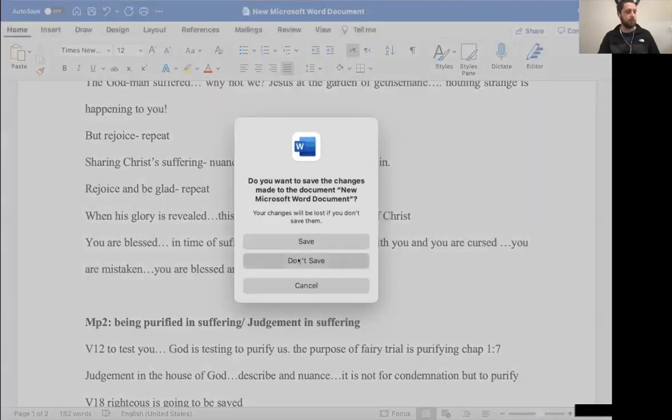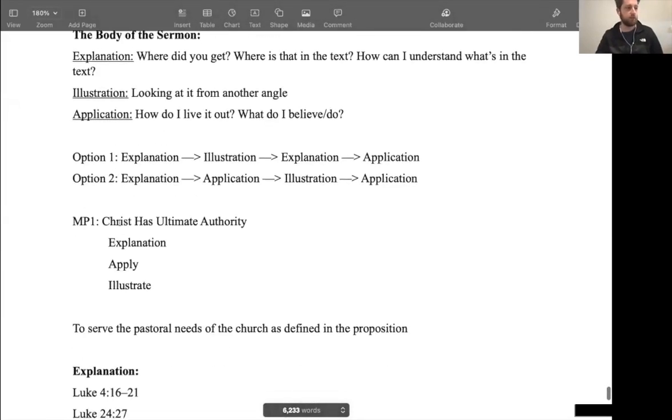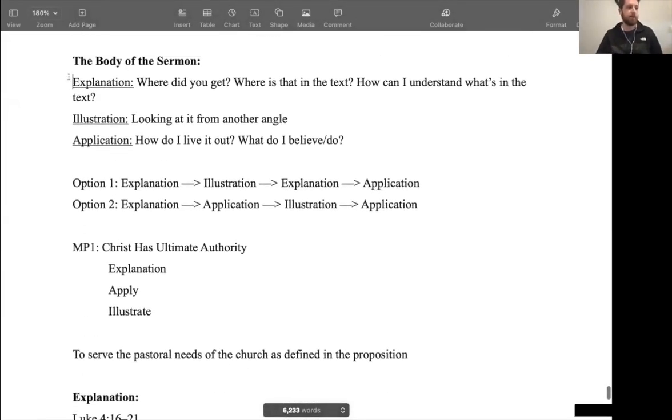Yeah, thank you. Okay, guys, so we're talking about the elements of a sermon's body, right? So we've talked about explanation, which is answering the question, where do you get that in the text? An explanation serves the purpose of application. But there are times that we need illustrations also.